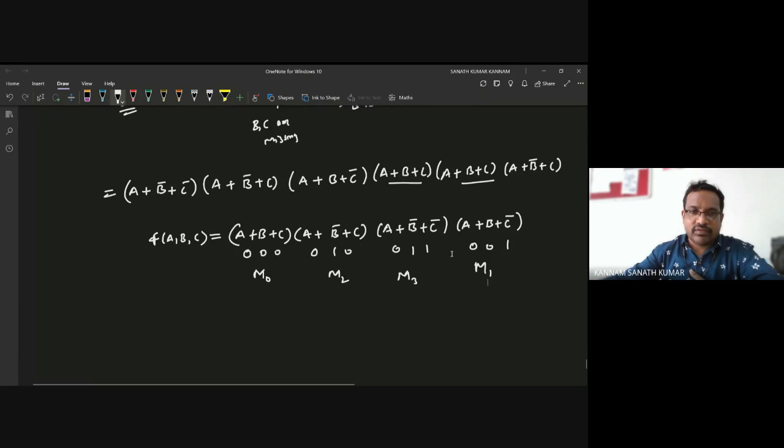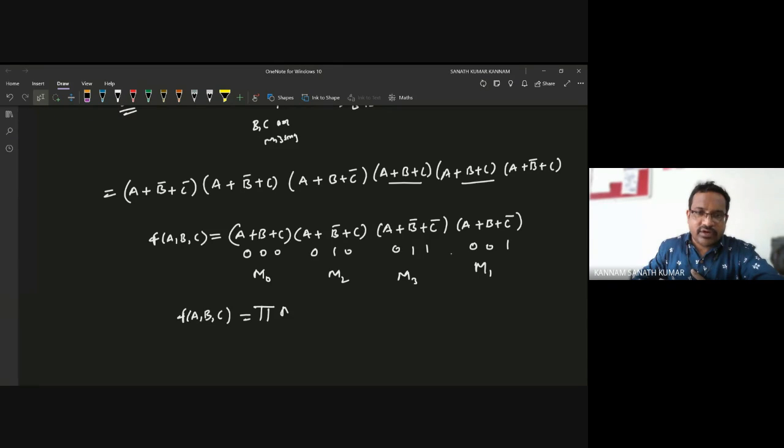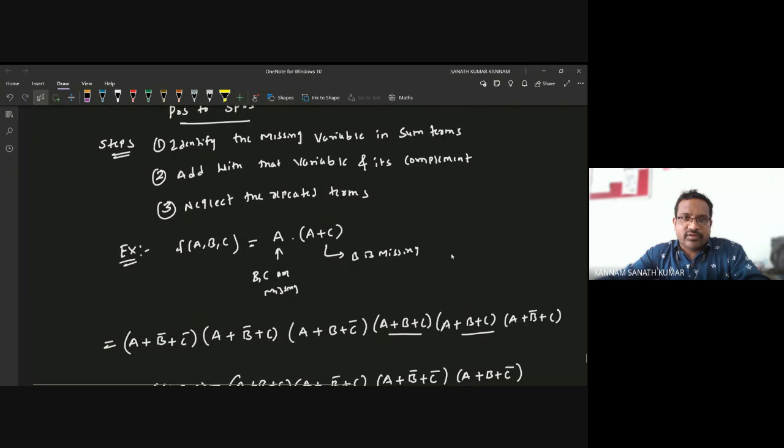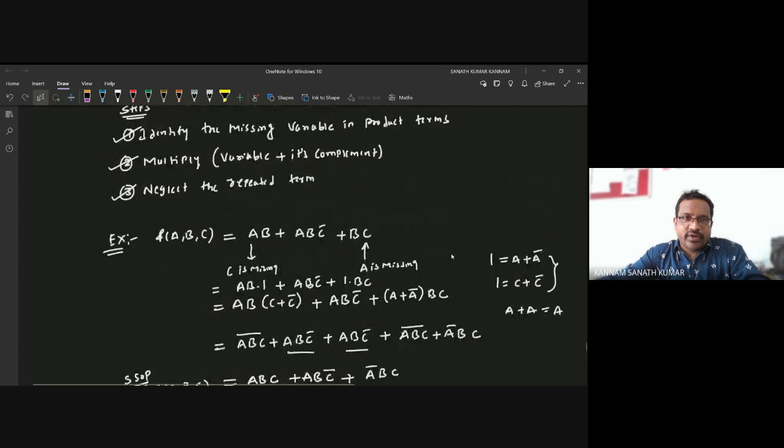Okay, so f of a b c equal to what? Pi of capital M of 0 1 2 3. Okay, like this you need to do, converting SOP to SSOP and POS to SPOS. Like this you need to convert whatever the SOP, POS to SPOS and SOP to SSOP.